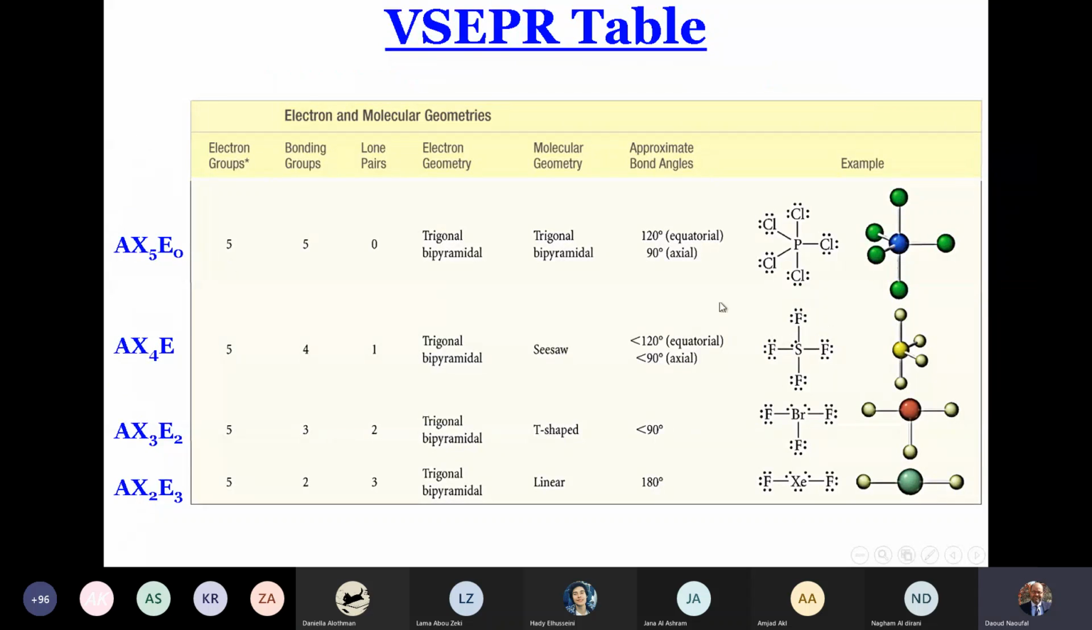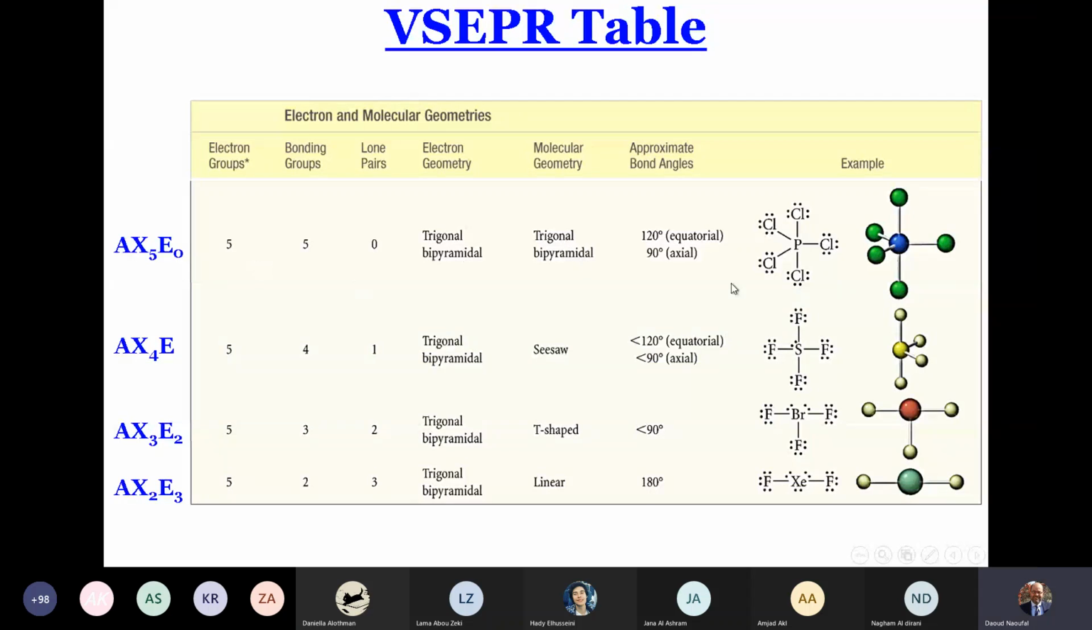Now we pass to PCl5. We write Lewis. This is AX5E0, EP equal 5. In these EPs, we have BP equal 5 and NBP equal 0. We don't have lone pairs. So the figure of repulsion of AX5 is, as you know, trigonal bipyramidal, and the geometry is also trigonal bipyramidal since we don't have NBP.